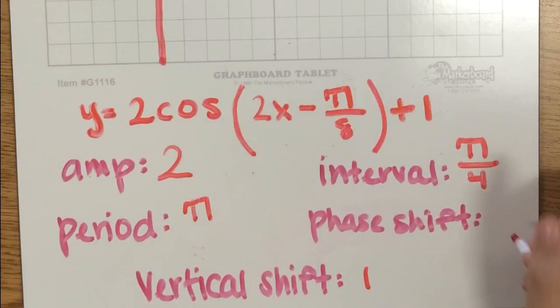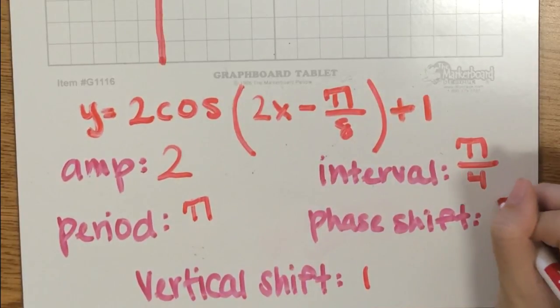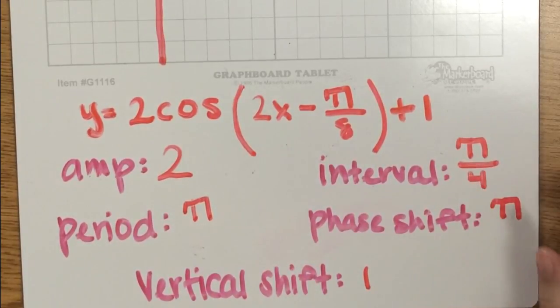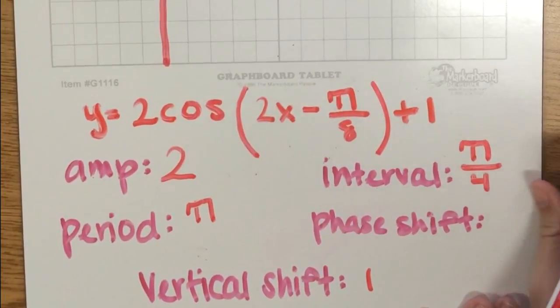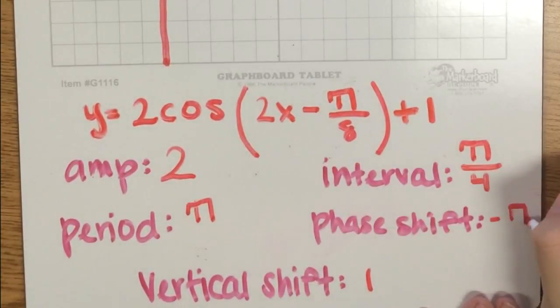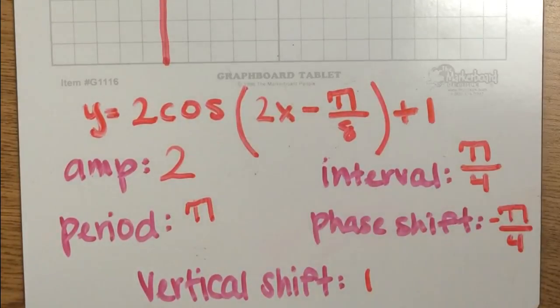Because the phase shift is c over b, we divide negative pi over 8 by 2, and we're left with negative pi over 4. Last but not least, the vertical shift is 1 because the vertical shift is just equal to d.